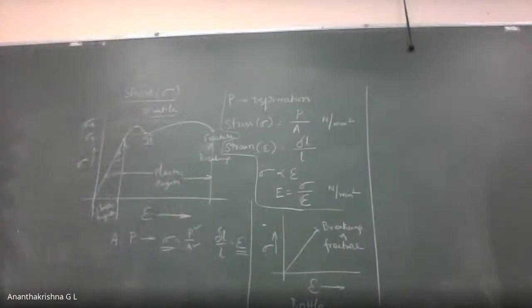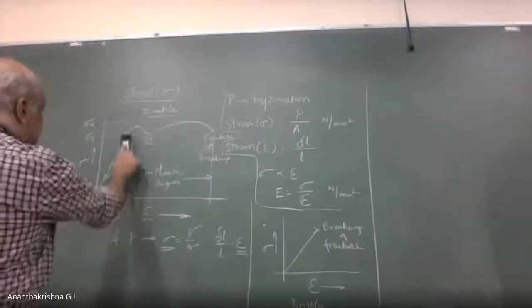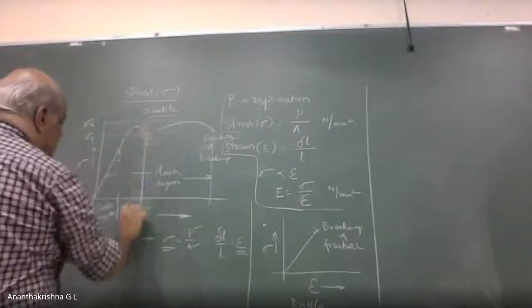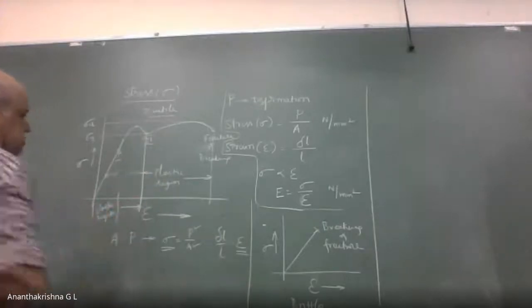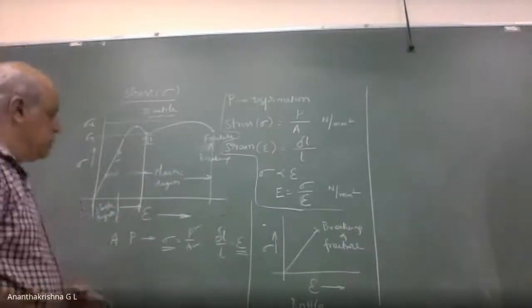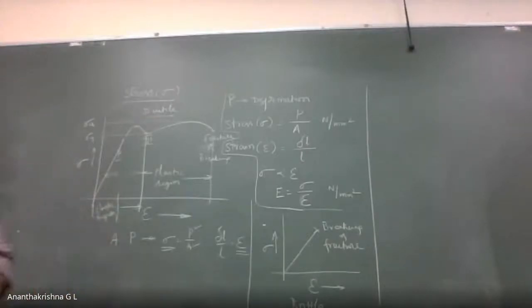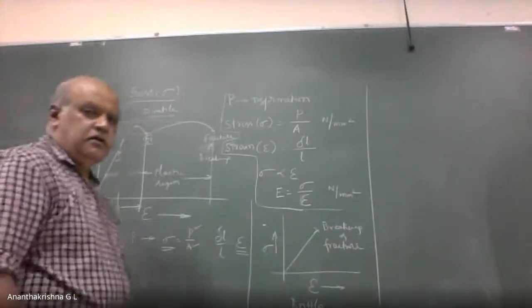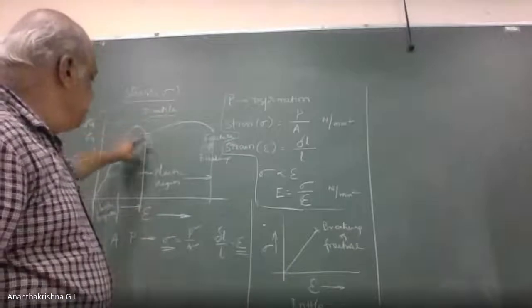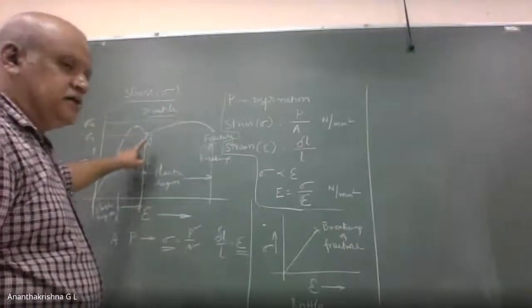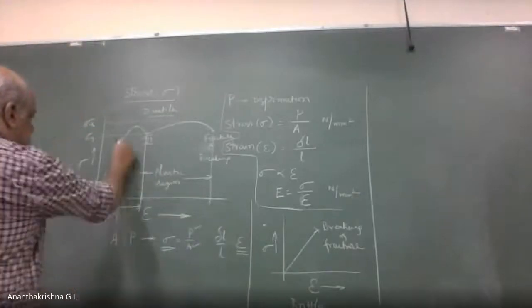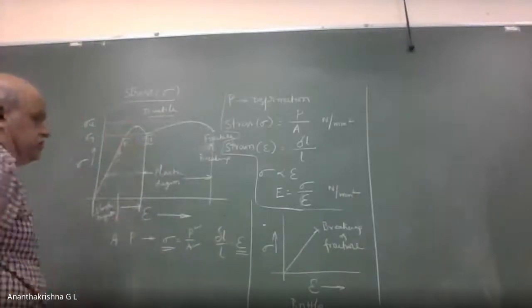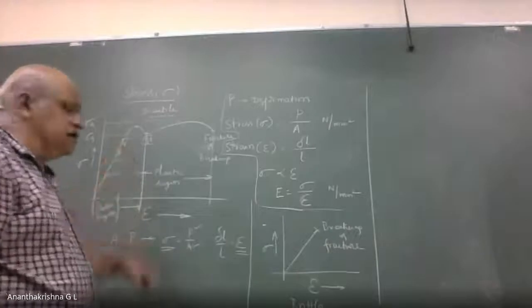Small correction. The elastic region is up to the yield point. After that only the plastic region starts. Please make the correction there. Up to the yield point, it is the elastic region, and beyond that is the plastic region. Anyway, the elastic limit is indicated by E there.